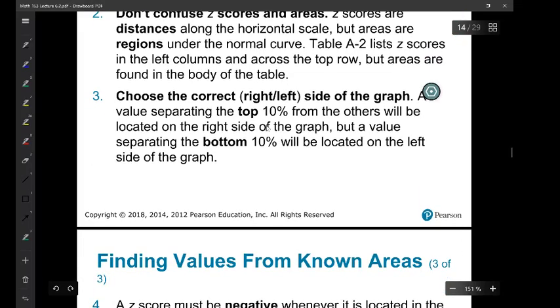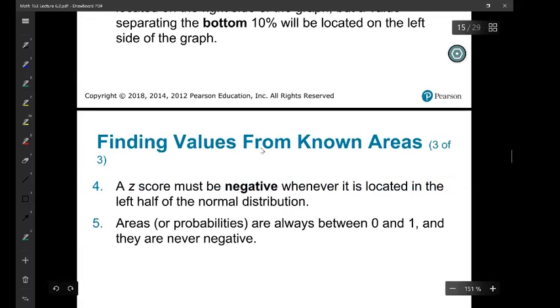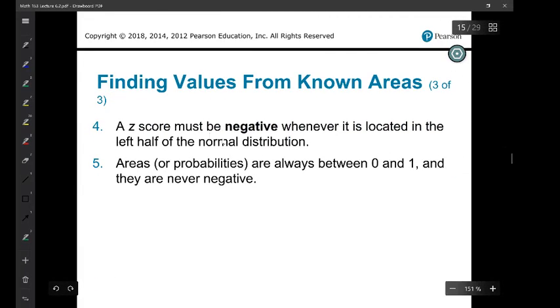Right? And then choose the right side of the graph. Values separating the top 10% from the others will be on the right side. Values separating out lower percentages will be on the left side of the graph. Whenever a z-score is to the left of the mean, then it has to be negative. But areas are always positive, and probabilities are always numbers between 0 and 1.